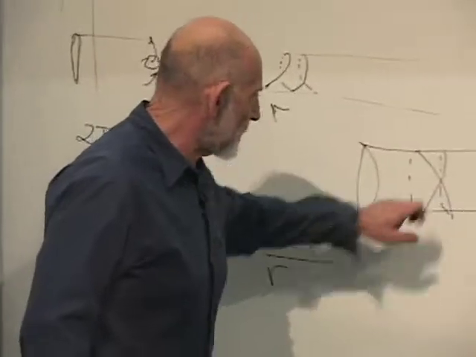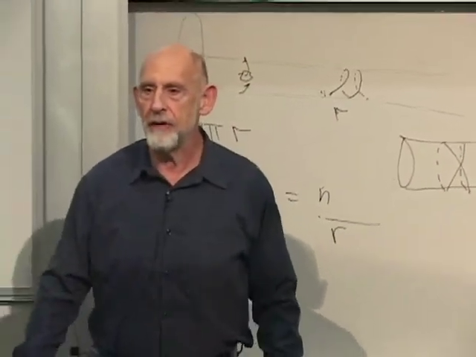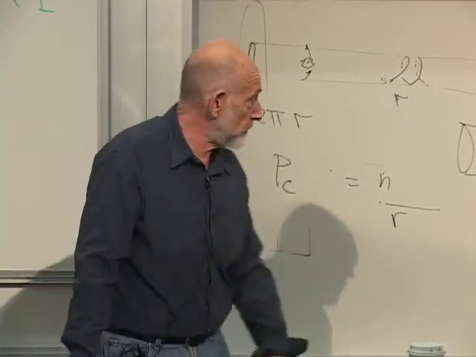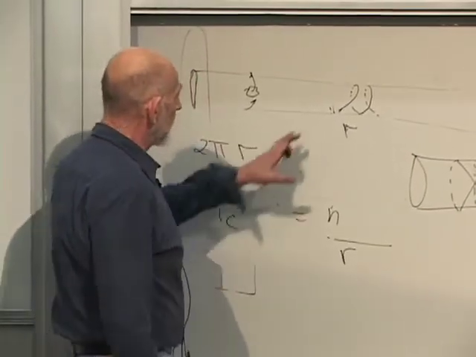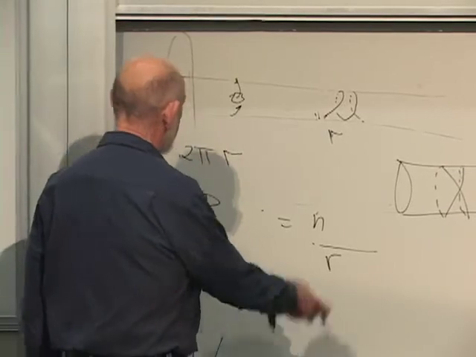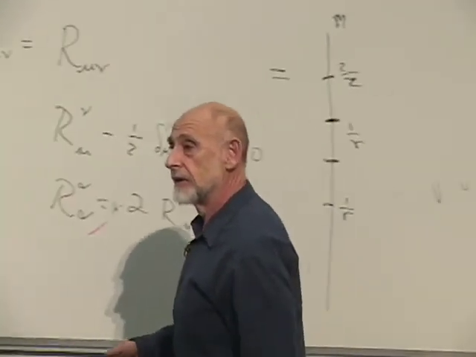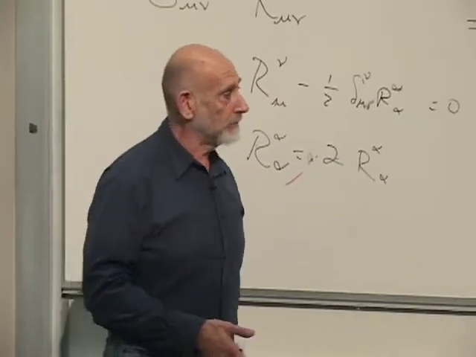All right, how about this one? What's the mass of it? How much energy does it have? 2R. Twice as much. Twice as much stretching. So we have energy R, we have energy 2R, 3R, 4R.